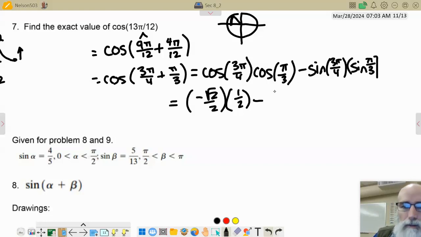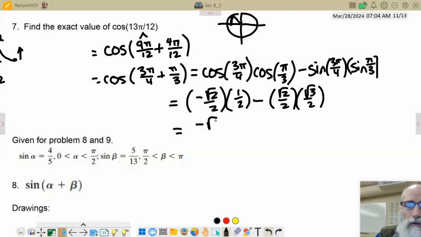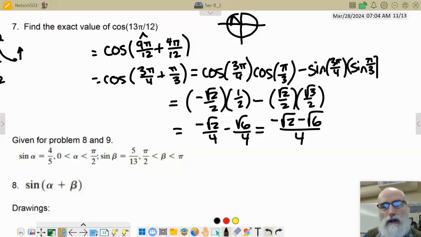So I've got minus the square root of 2 over 2 times the sine of pi thirds, which is square root of 3 over 2, right? Okay, so what do we end up with here? We end up with negative square root of 2 over 4, and then over here minus square root of 6 over 4. The way I wrote my final answer is I just put everything in the numerator because they both have a 4 in the denominator. All right, sorry for the hesitation there. It threw me off that I was on number 7 instead of number 6.